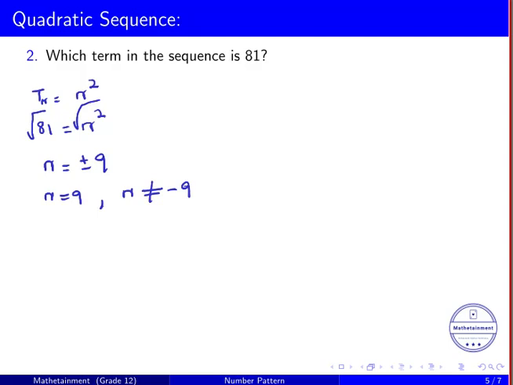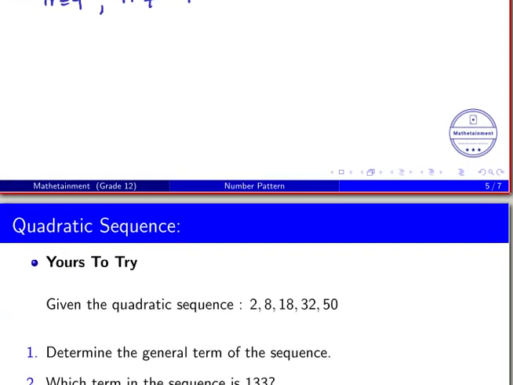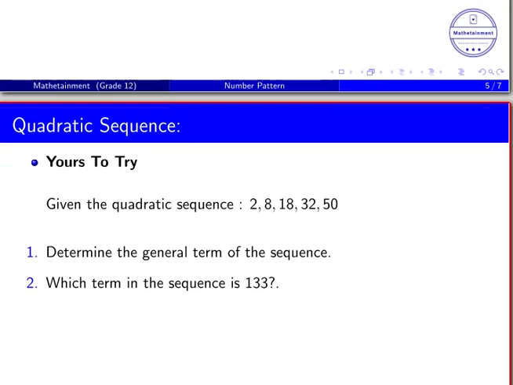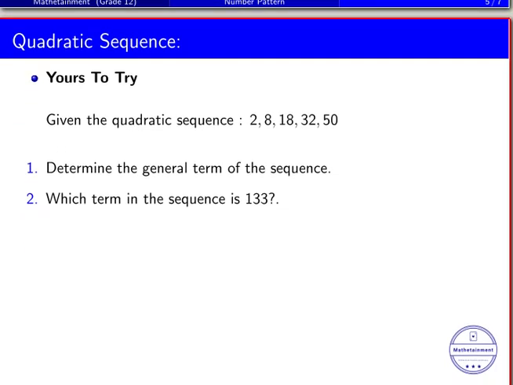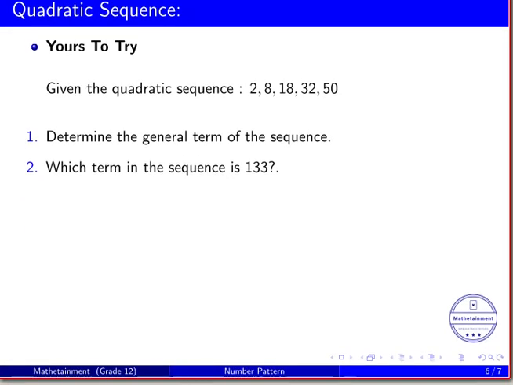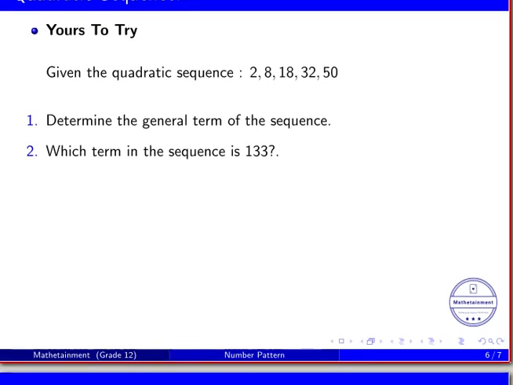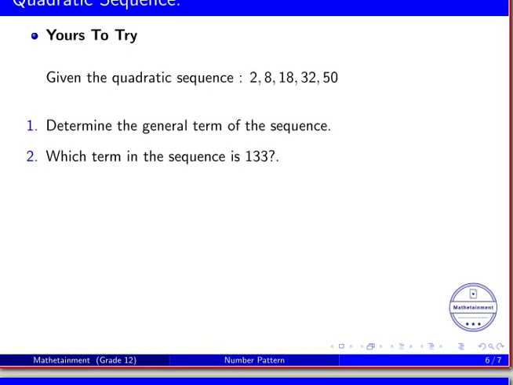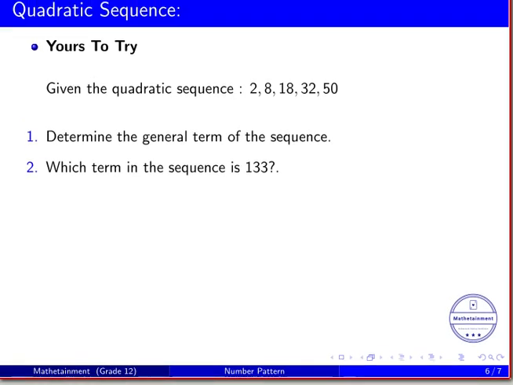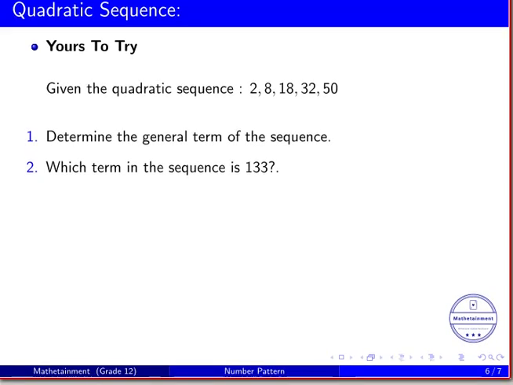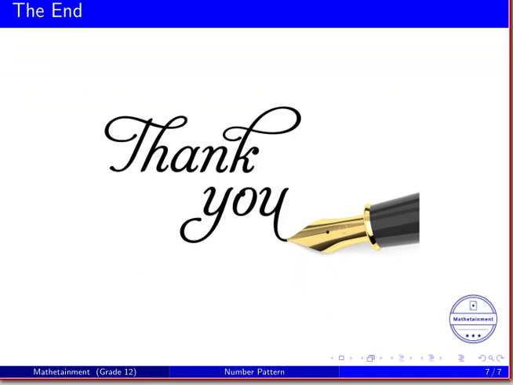So this is all for today, but I don't want to leave you alone, guys. I've decided to leave you with yours to try. Given the quadratic sequence 2, 8, 18, 32, and 50, you are required to determine the general term of the sequence, and determine which term of the sequence is 133. I think this question is highly related to what I've just stated from my previous slides. Thank you, guys. I'm looking forward to meeting you in my second lesson.